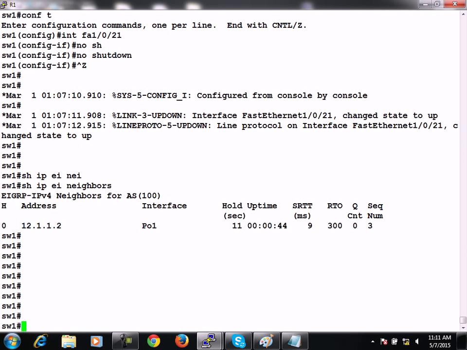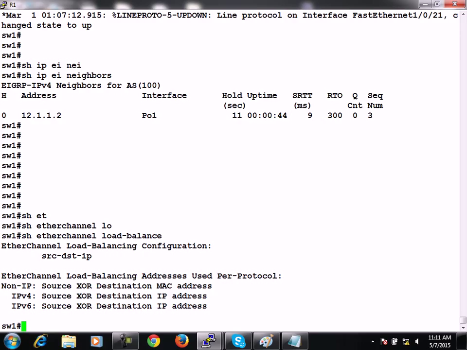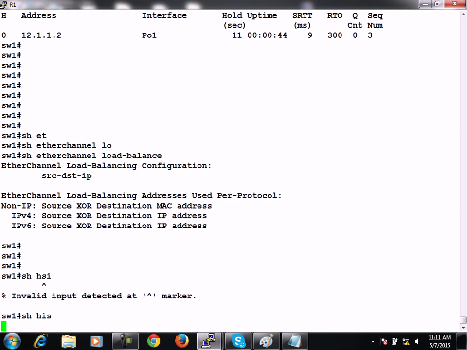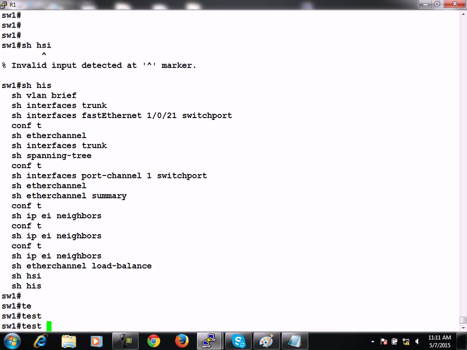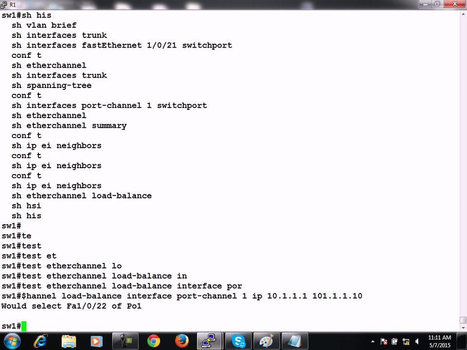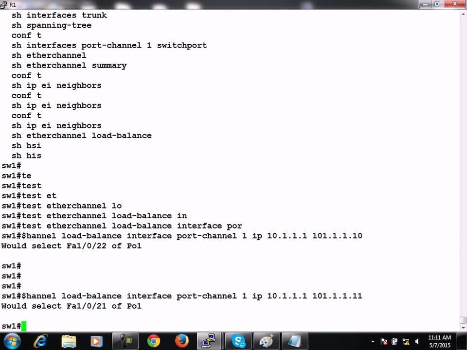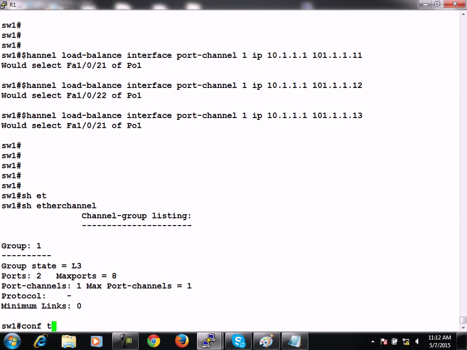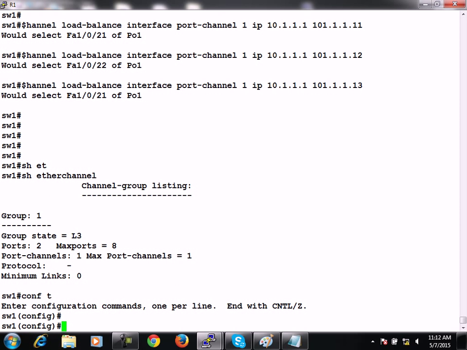And one more thing here, show etherchannel load-balance. Again, it will depend on what you configure here, right? Like I configured here source-destination IP, and again you can confirm it. For example, test etherchannel load-balance interface port-channel 1, and then IP, with source IP let's say 10.1.1.1 and destination IP let's say 1.1.1.10. I earlier said that it will depend on the platform, whether it supports it or not. If it's supporting, of course you can use any one of them.